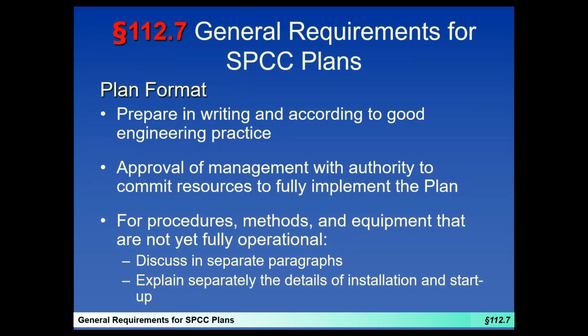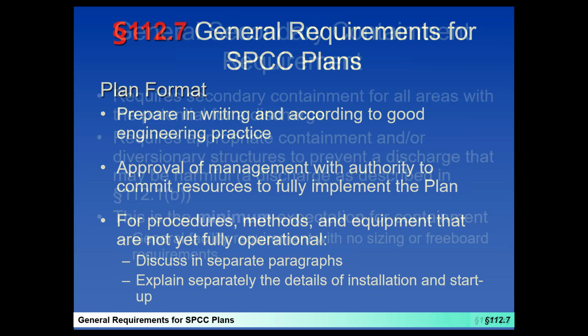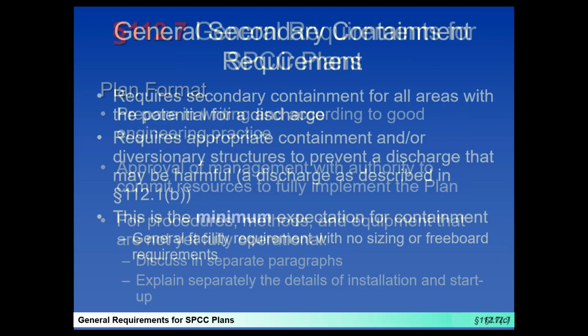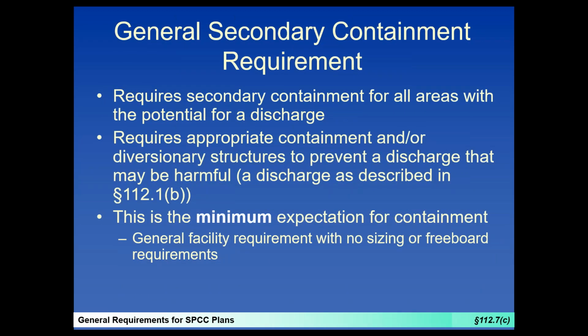self-certification. So plan format, again, it can be a writing, electronic version of this is fine. Approval of management. It has to list out the methods for responding to a spill, reporting, things of that nature. One of the big requirements is general secondary containment. So this is the minimum containment requirement for everything at the facility that's regulated. So this could be piping, this could be oil-filled equipment like transformers, and even bulk storage tanks.